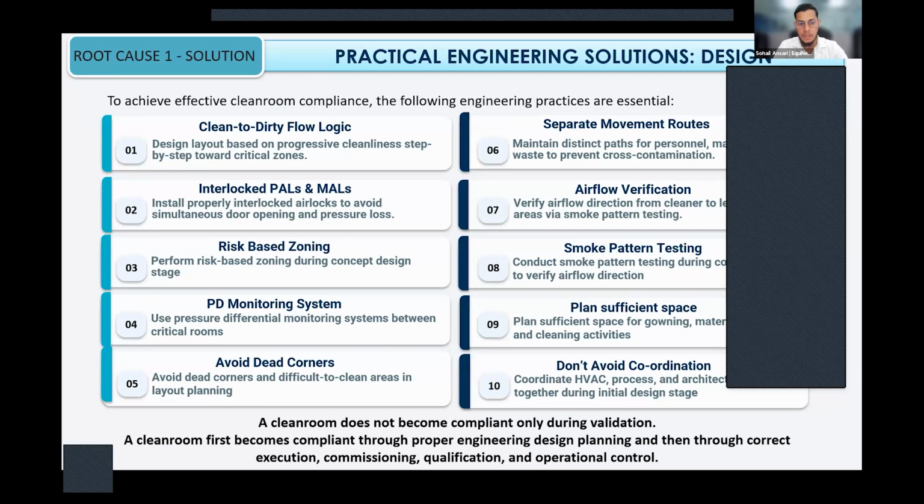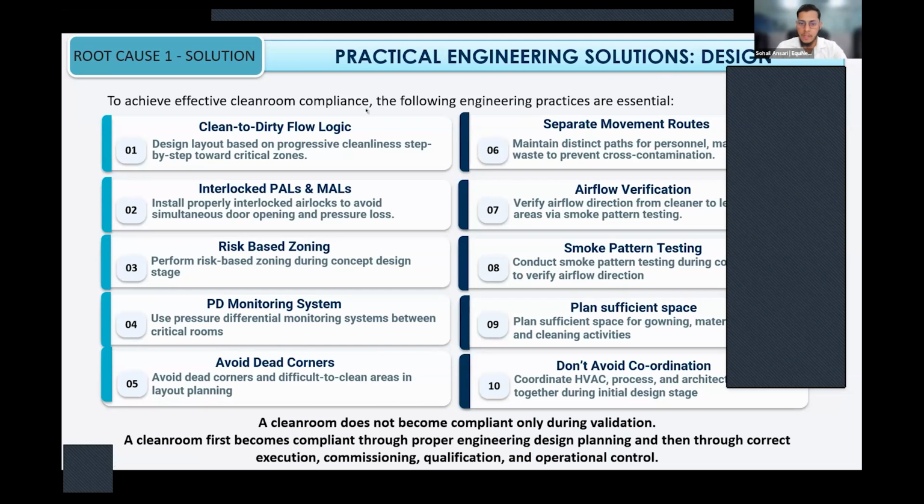Point number three is to perform risk-based zoning during the concept design stage. Point number four is to use a pressure differential monitoring system between critical zones. Point number five is to avoid dead corners and difficult-to-clean areas in layout planning. Point number six is to maintain distinct paths for personnel, material, and waste, and prevent cross-contamination.